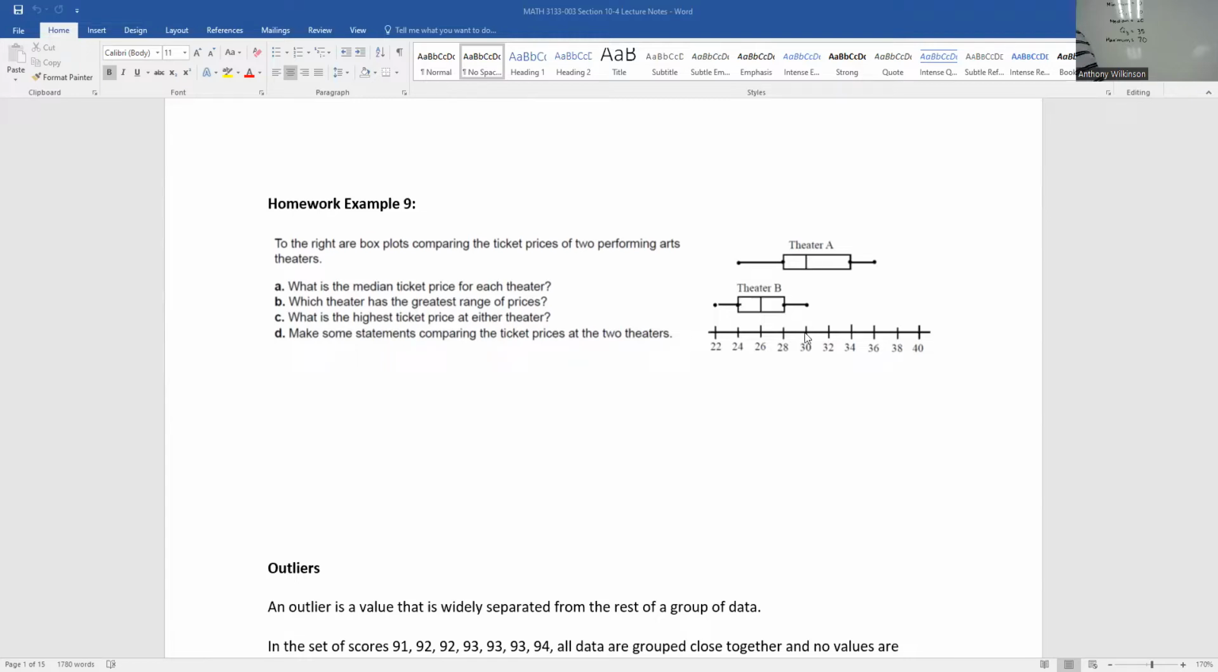And what about theater B? What would be the median there? 26, okay? So for theater A, the median is 30. Theater B has a median of 26.